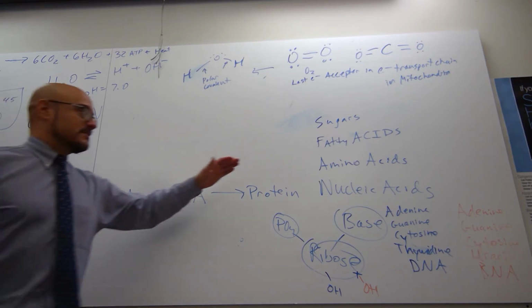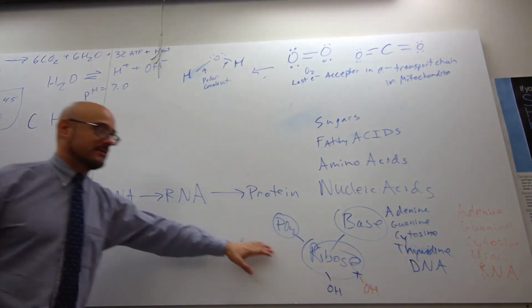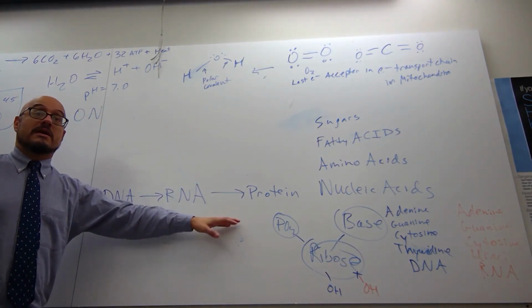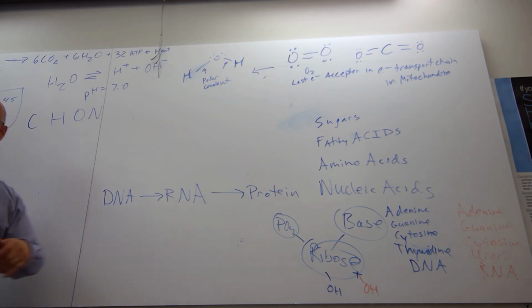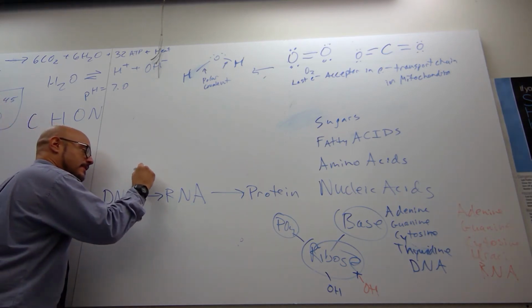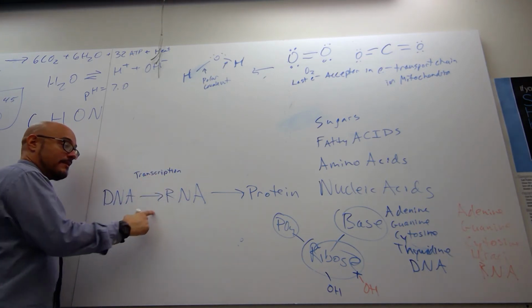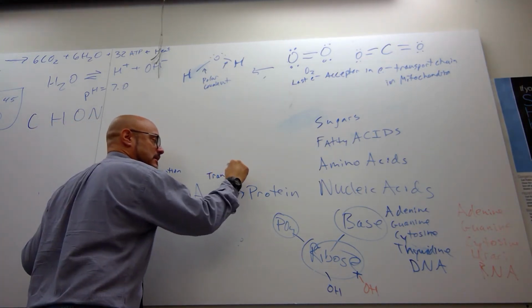So I've got my sugars, my fatty acids, my amino acids, my nucleic acids, and these are the most complex of all the compounds that we can make. It makes sense that we use it to store our genetic material in the form of DNA. When I go from DNA to RNA, you know what we call that? Transcription. And when I read my RNA to make protein, that's called translation.